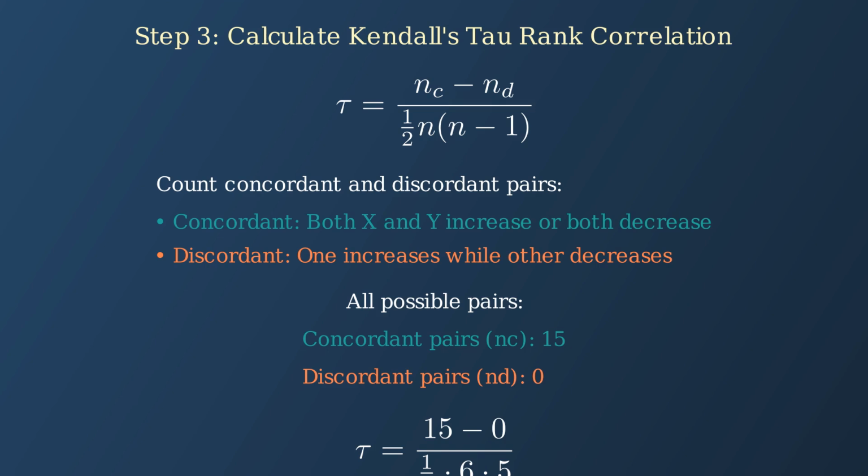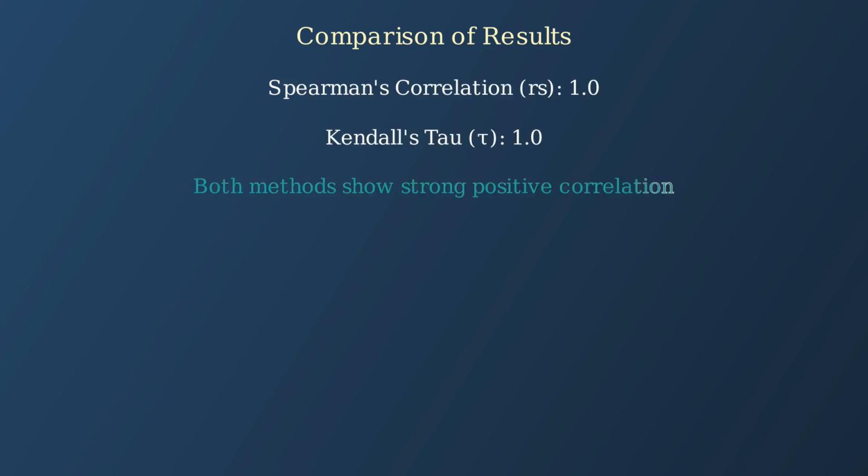Using the formula, tau equals the difference between concordant and discordant pairs, divided by the total number of possible pairs. This gives us a Kendall's tau of 0.867, also indicating a strong positive correlation. Comparing our results, Spearman's correlation is 0.943 and Kendall's tau is 0.867. Both values indicate a strong positive correlation between the test scores and heights in our dataset. Kendall's tau is often lower in magnitude than Spearman's correlation, but both tell us that as test scores increase, heights tend to increase as well.